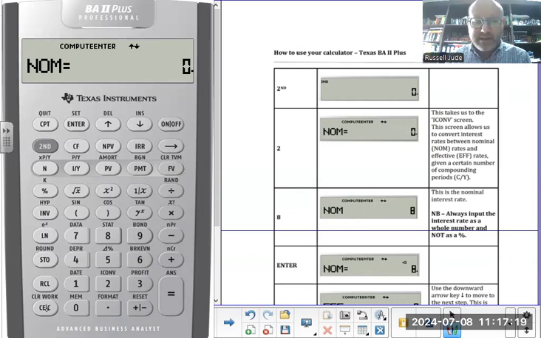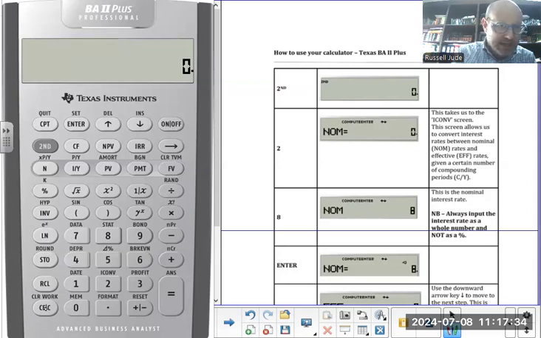Now, the nominal rate at this point, I've cleared my screens. You can see, guys, remember, if you don't clear your screens from your previous work, it just sits there. So I've cleared my screens. My nominal rate now says it is 0. So again, let's just show you that again, guys. How do we get there? You go second function, button 2, that is ICONV. ICONV is interest conversion. Nominal rate.